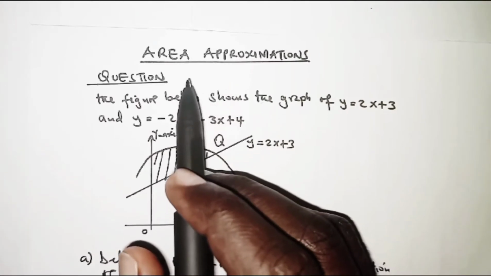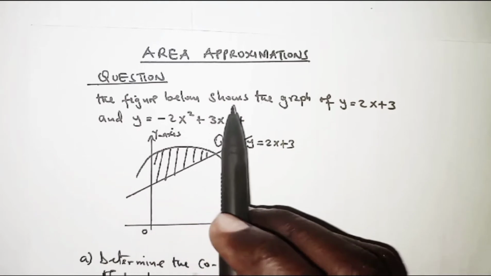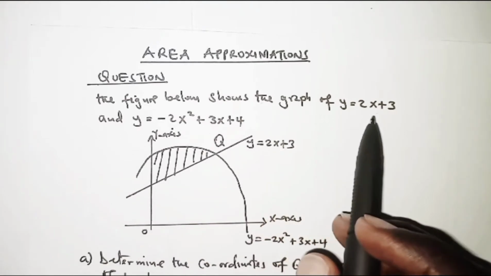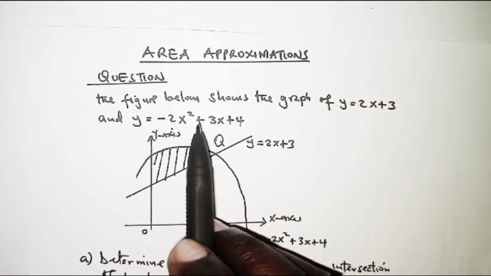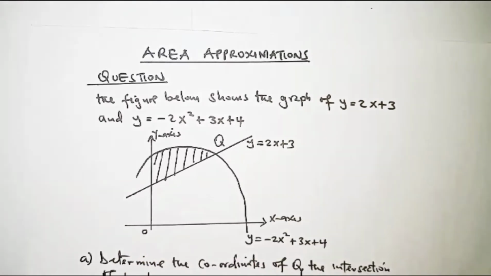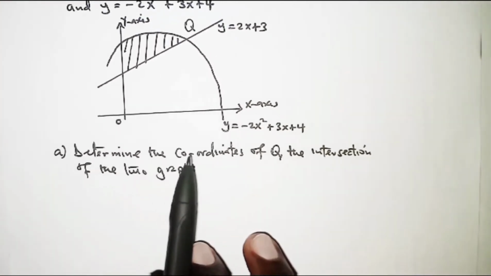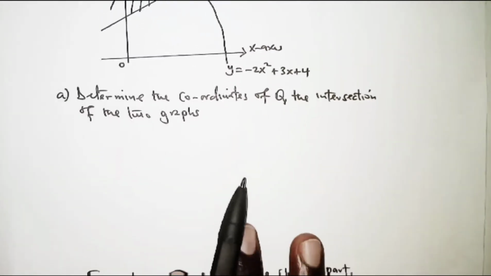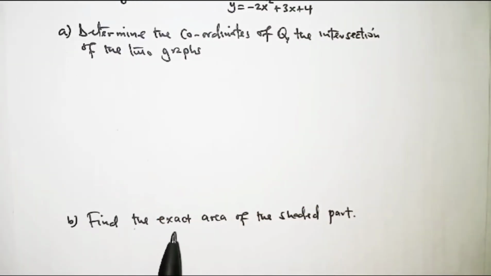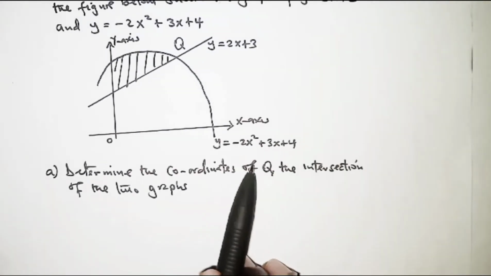The topic today is area approximations, and the question reads: the figure below shows the graph of y equals 2x plus 3 and y equals negative 2x squared plus 3x plus 4. So we have the figures shown. Part A: determine the coordinates of Q, the intersection of the two graphs, and part B: find the exact area of the shaded part. Beginning with part A, we are to determine the coordinates of point Q.